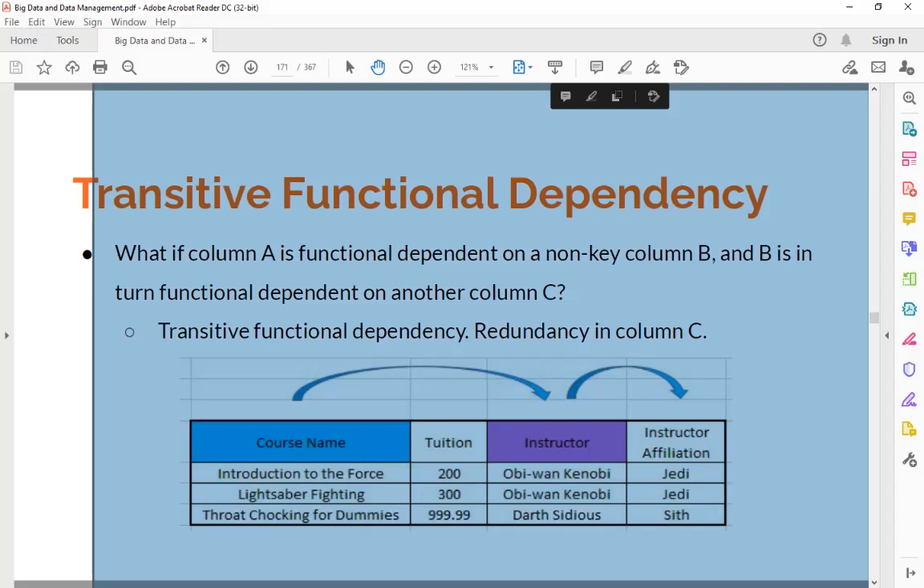The issue is, of course, that now I have multiple Jedis in this table. If I need to change something, let's say this is Anakin Skywalker, and I need to change the instructor affiliation to this, right? Then I need to change this in multiple places. That's the duplicated data, the data duplication we talked about.